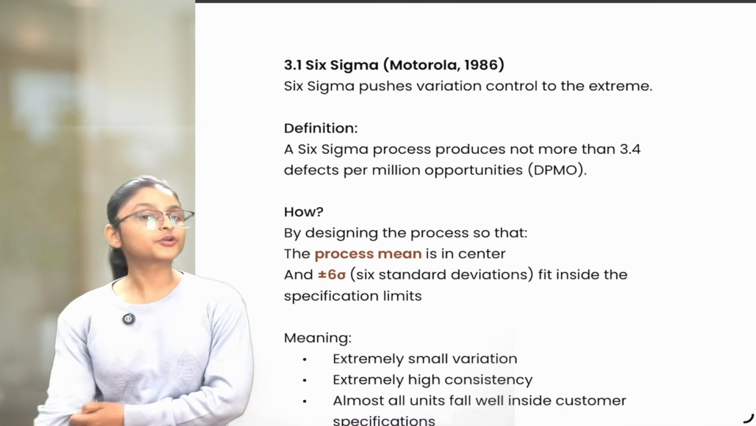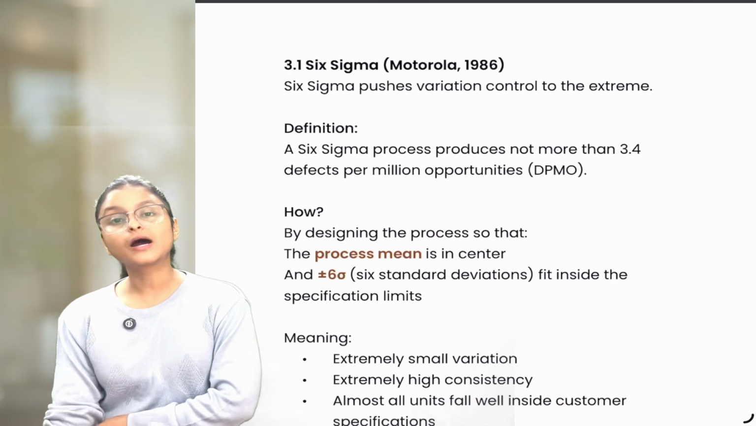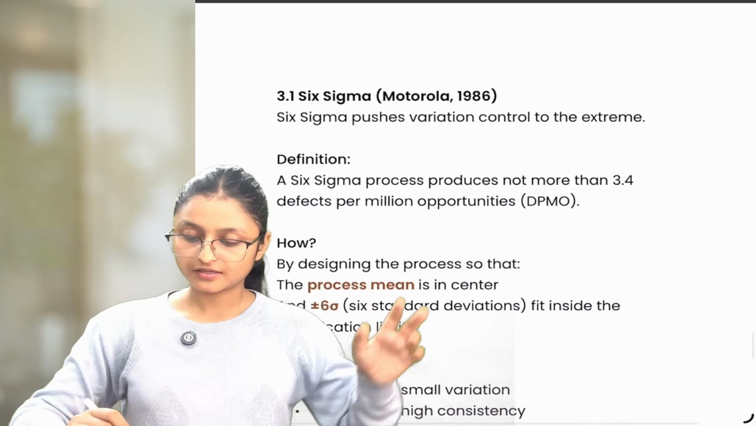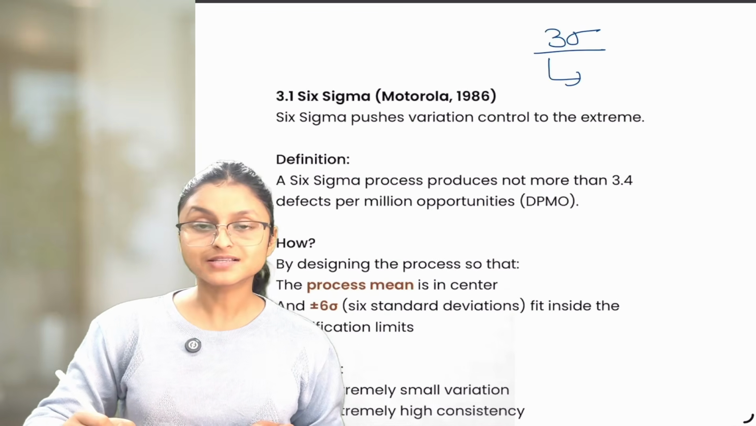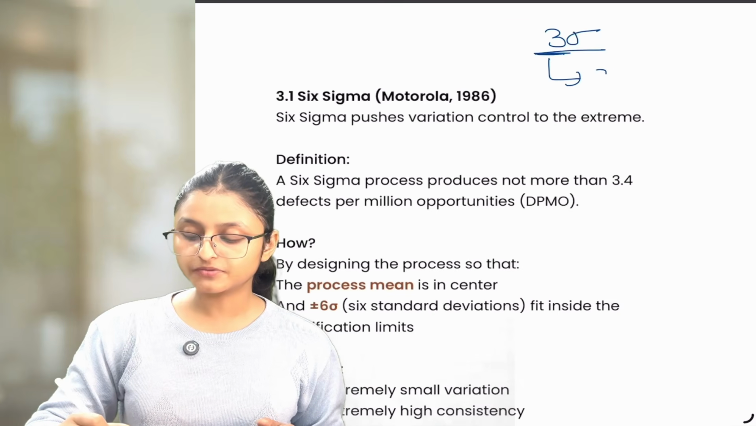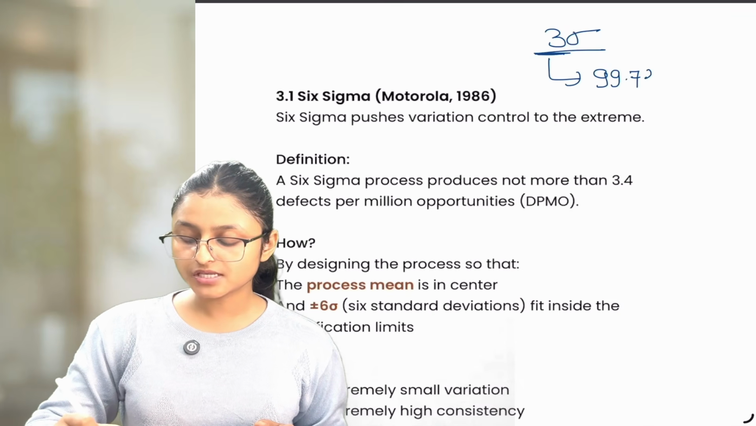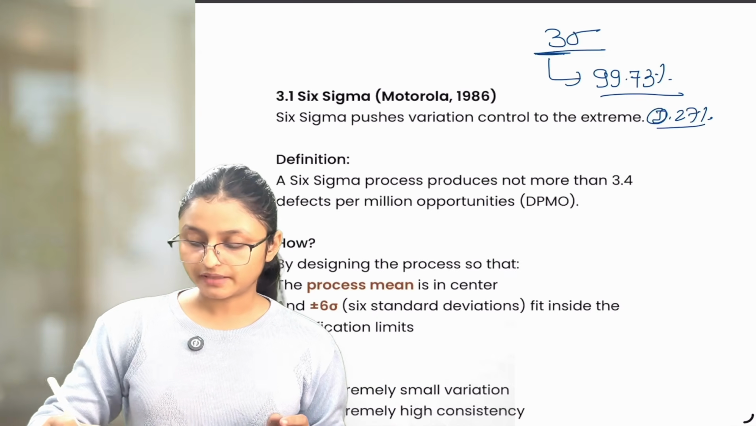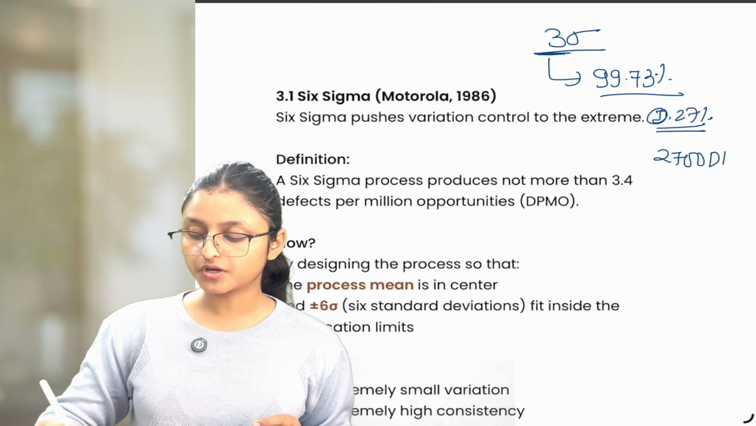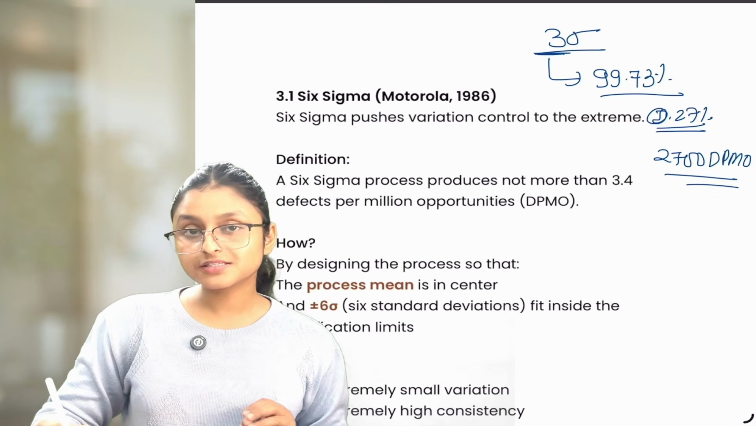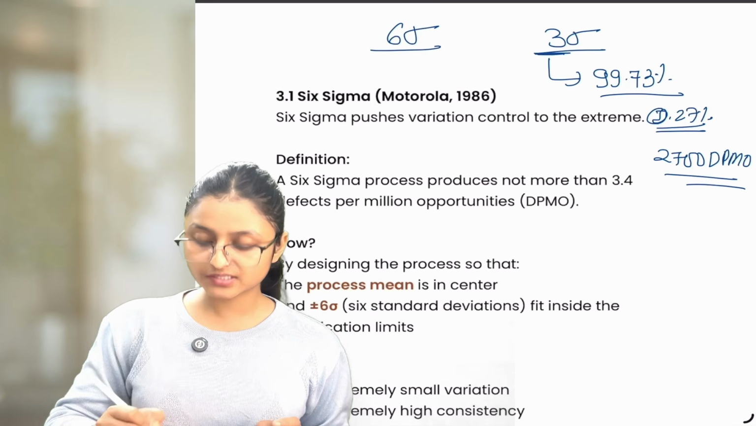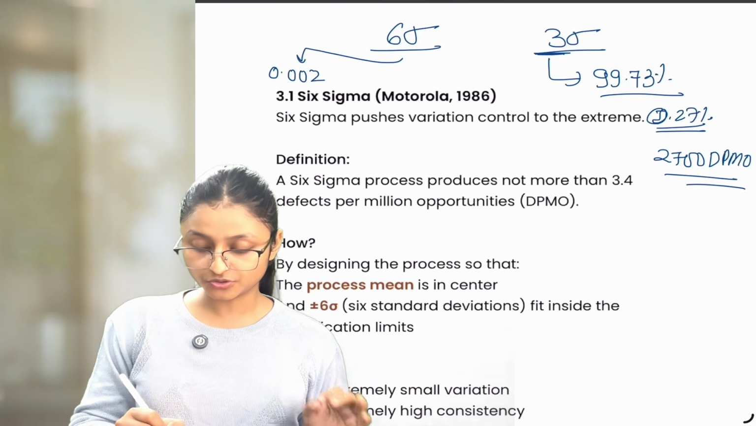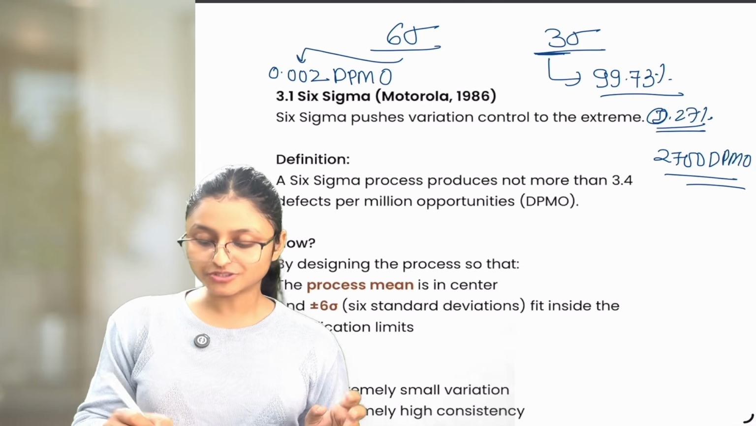Now, how did this 3.4 come? Is it similar to how we calculated for 3 Sigma? We calculated 3 Sigma with the help of our Z-score table. And with the help of the Z-score table, we got the value that 99.73% of the output is good and only 0.27% is not good. And that is why 2700 defects per million opportunities are arising. If in similar fashion I calculate for 6 Sigma, then it is going to come to 0.002 defects per million opportunities.